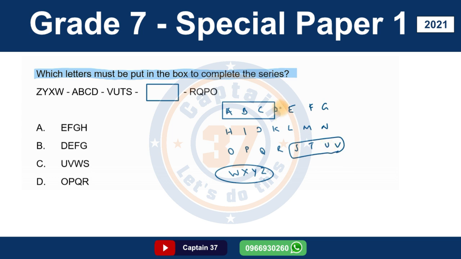What we're going to do here is take the next four letters. The next four letters would be this one, this one, this one, and this one. These make up E, F, G, H. These are what determine what follows in this particular series. So is that A? Yes, the answer to this question is A.